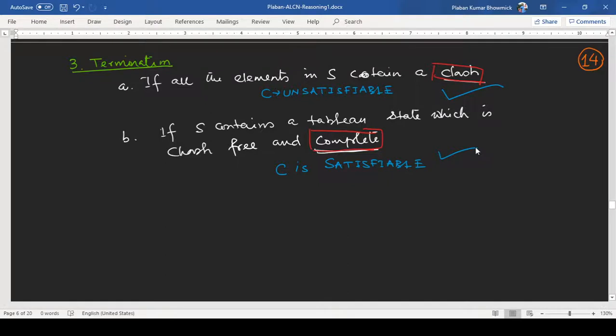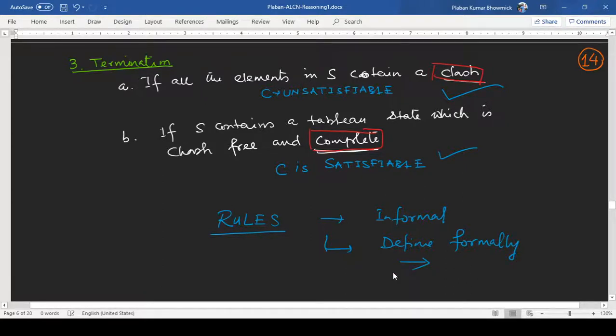So with this, let us stop for now. In the next video, we will talk about, I think, the core of this algorithm, which is the set of rules. We have talked about them in informal terms, but we would like to define them formally, and we'll do this in the next video. Thank you.